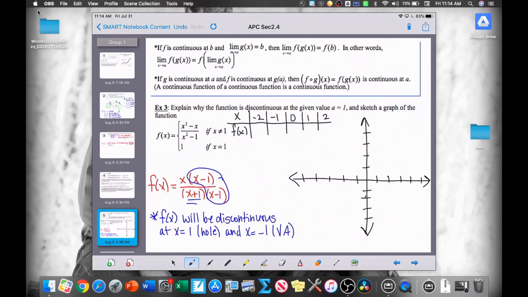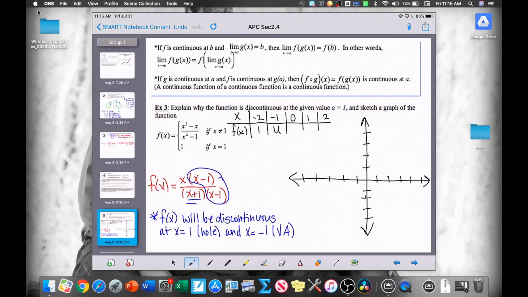All right, so as I start plugging in x values, when x is negative 2, and I plug negative 2 into my function, everything is going to be for values of x that are not equal to 1, except when I plug in 1, right? So when I plug in negative 2, and I do the math, negative 2 squared minus negative 2 divided by negative 2 squared minus 1, that's going to give me a result of 1. When I plug in negative 1, I know that I am undefined because that creates 0 in my denominator.